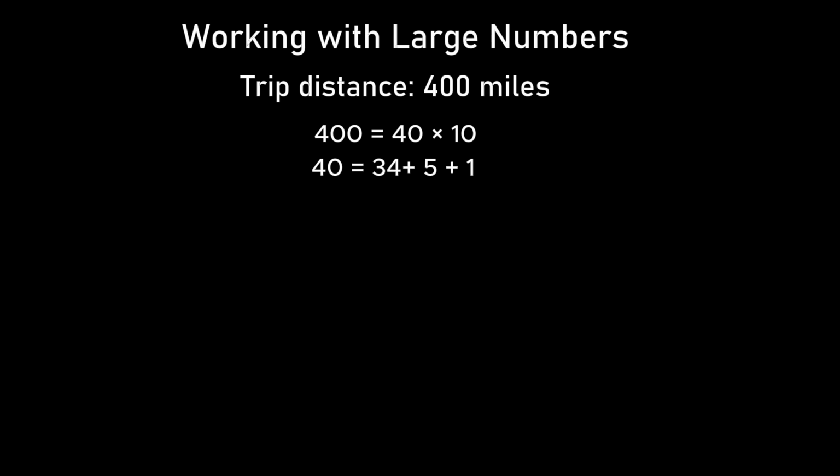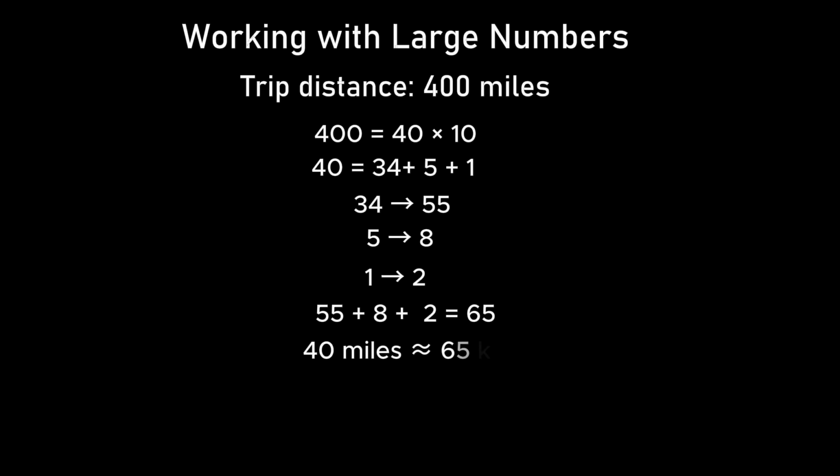Now, find the next Fibonacci number for each. 34 goes to 55, 5 goes to 8, and 1 goes to 2. 55 plus 8 plus 2 equals 65. So 40 miles is about 65 kilometers. Since we started with 400, we multiply our result by 10 to get 650 kilometers.